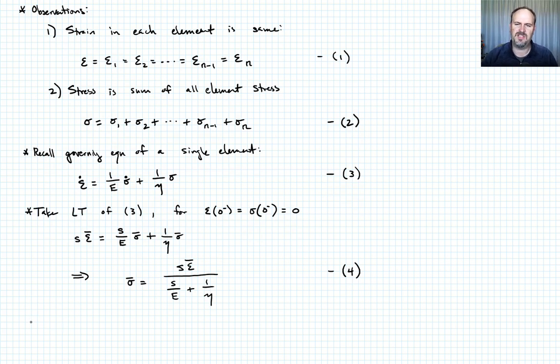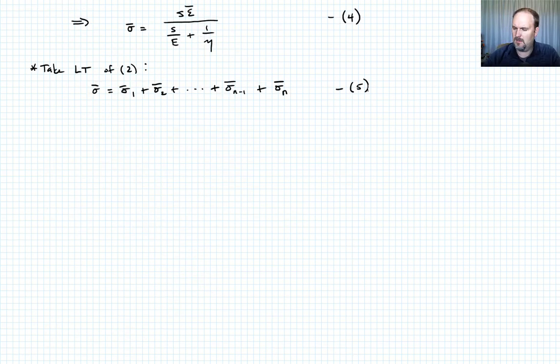Now let's do a simple one. Let's take the Laplace transform of equation 2. In this case, it's just going to look like sigma bar is equal to sigma 1 bar plus sigma 2 bar plus dot dot dot plus sigma n minus 1 bar plus sigma n bar. We'll call that equation 5. As you're probably going to expect, we're going to substitute equation 4 into equation 5.